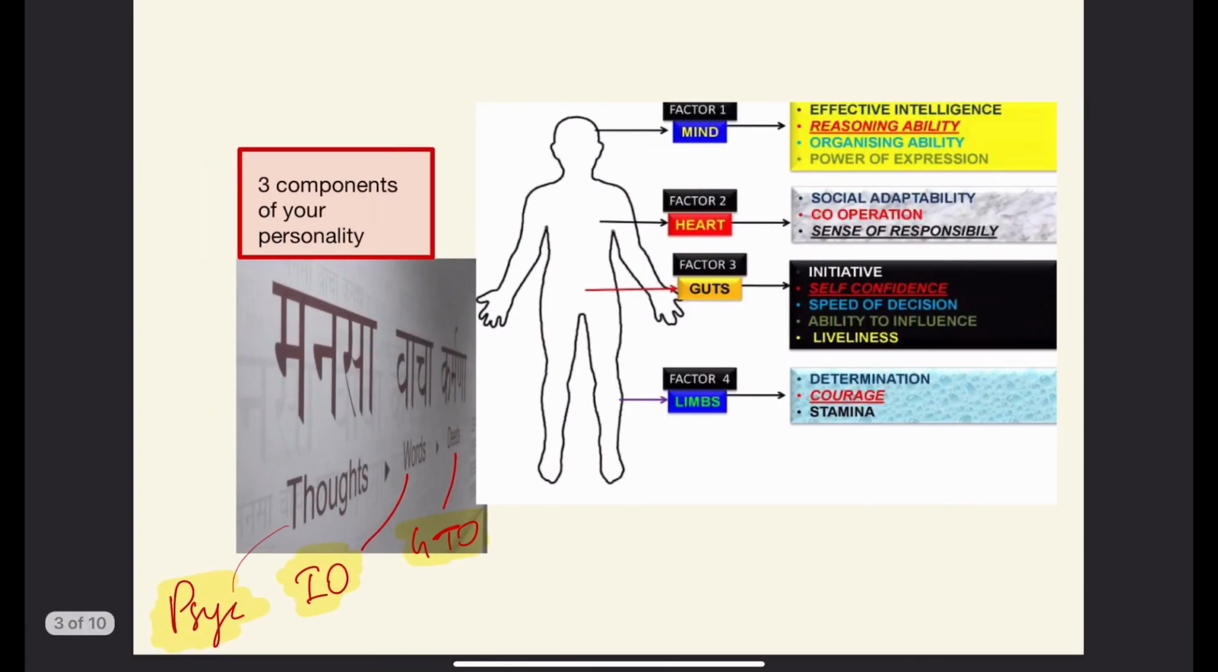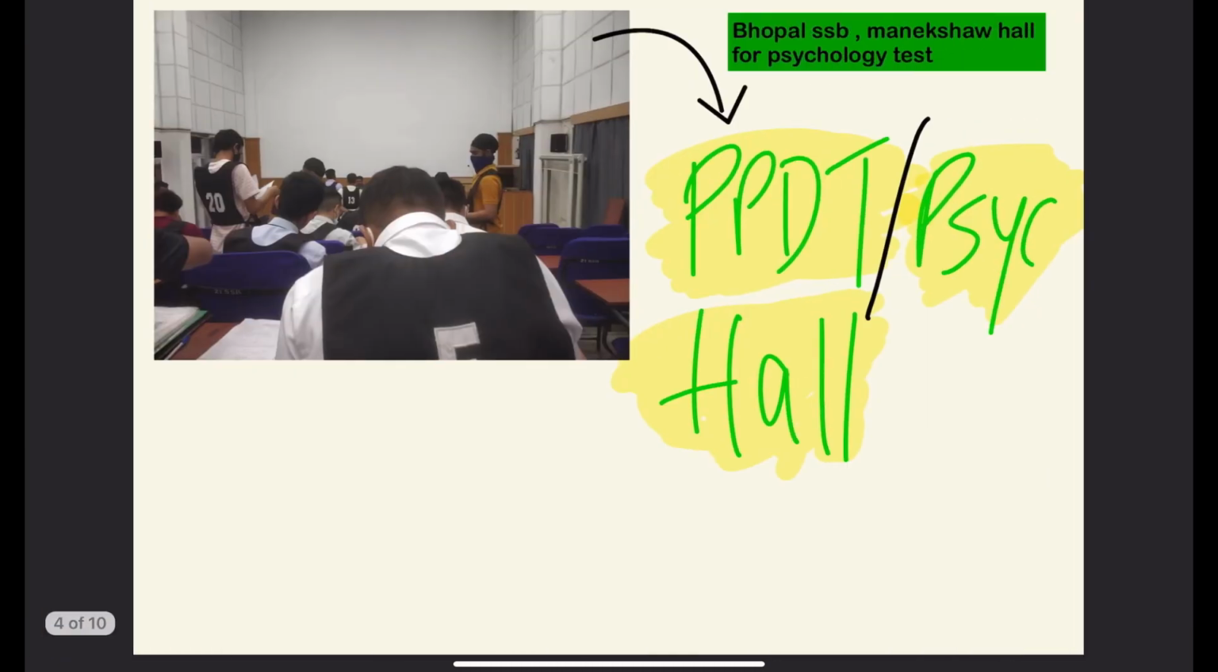Just a small example. Suppose you write that in your SD you are helpful. Your interviewing officer might ask you something regarding whether you have helped somebody in the past. While doing the GTO in the snake race or in the group task or the other tasks, the person will notice you. Your GTO will notice you. Are you helping others or not? Suppose a guy has fallen, a guy is unable to climb the wall. Are you helping him or not? So all these things are interrelated to each other. That is what I wanted to say.